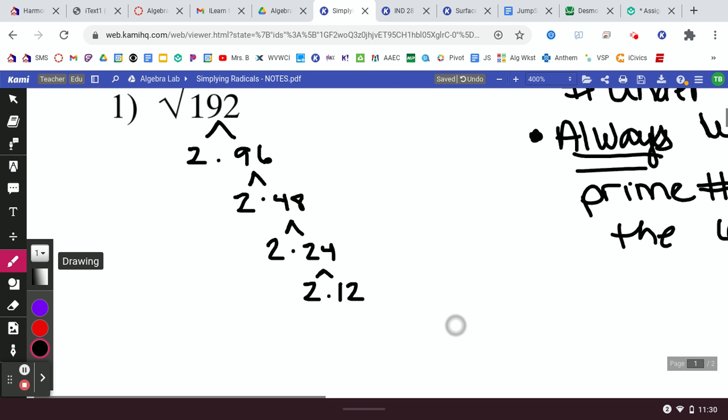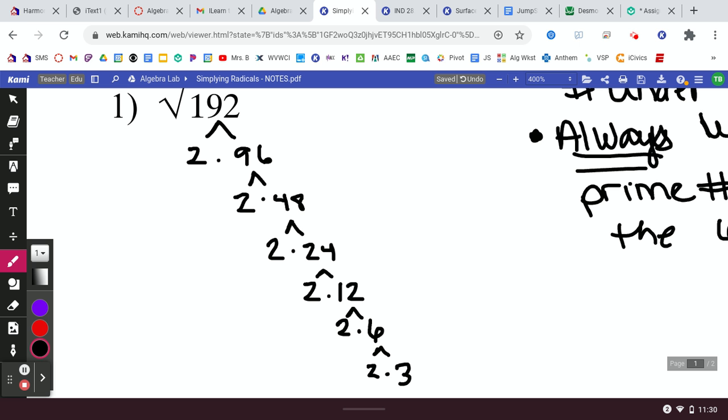All right, is 12 even? So I'm going to stick with 2, and that's 2 and 6. And then 6 is even. I'm going to stick with 2, and that is 2 and 3. Now I'm going to stop here because all the 2's and that 3 are all prime.